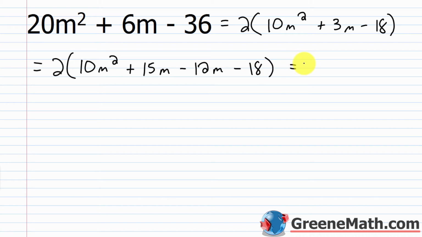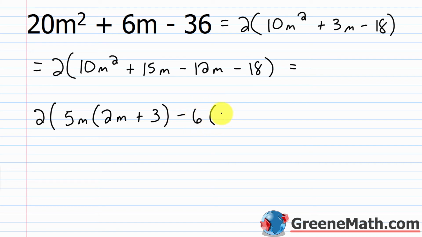So if I factor this by grouping, I'll have 2 times inside the parentheses. Here I would pull out from this first 2 a 5m. So 5m times 2m plus 3. Then from this one, I'm going to pull out a -6. So minus 6 times, you'd have 2m plus 3. So my common binomial factor is 2m plus 3.